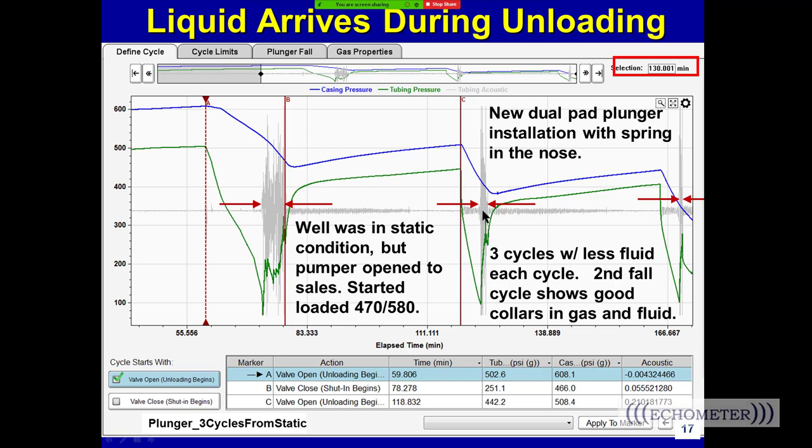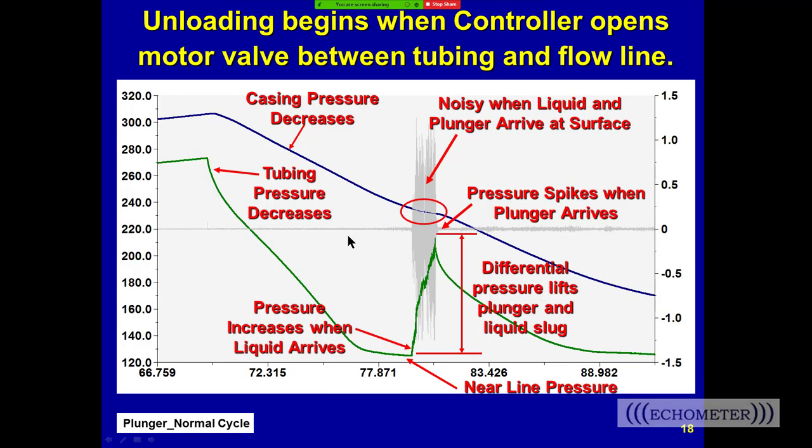And notice now, this time, that there's less time here, less liquid. And then as soon as the plunger arrives, we shut it back in, another cycle. And then the liquid's less, and now we're ready to turn the well onto the controller and let it continue to operate. So these three cycles show quite a few things. We'll look at this in a little more detail.